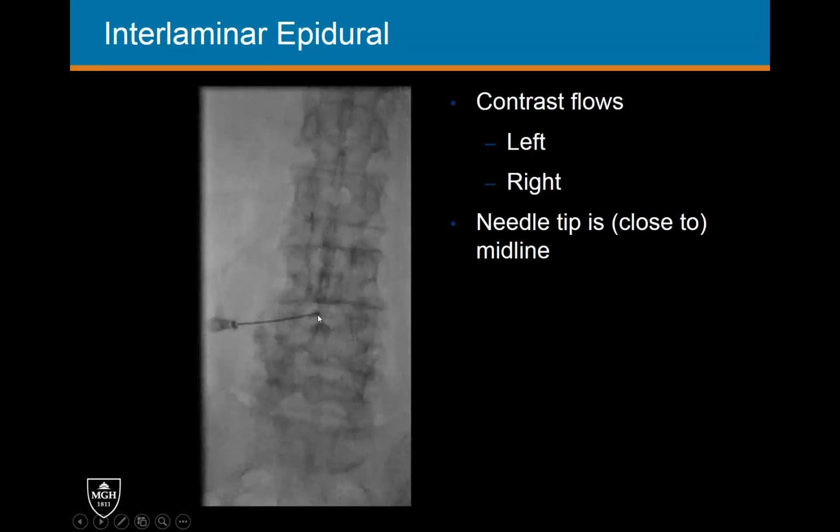All right, so the last image you take is you go back to the AP, and remember our goal is to have the needle at the midline, which is lining up the spinous processes. So sometimes, like this is probably a millimeter to the left, and that's okay, but it's pretty close to the midline, and we see contrast flowing left, right, and cranial, all the way up to here.